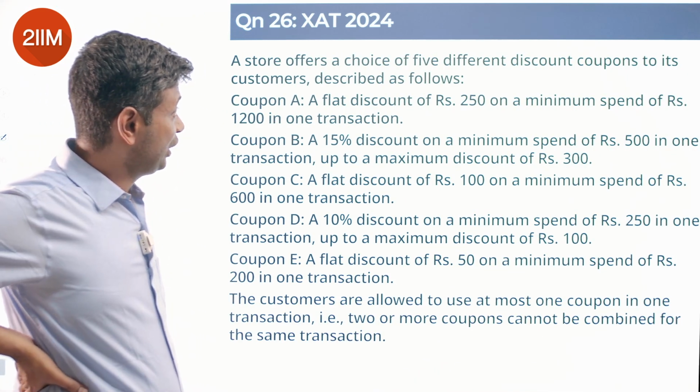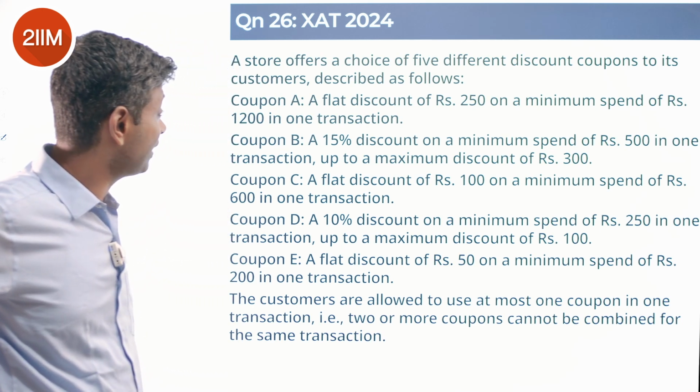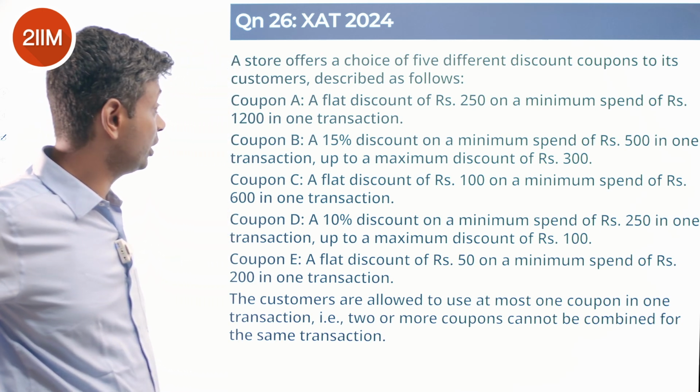A store offers a choice of 5 different discount coupons to its customers, described as follows. Coupon A: flat discount of 250 on a minimum spend of 1,200 in one transaction.